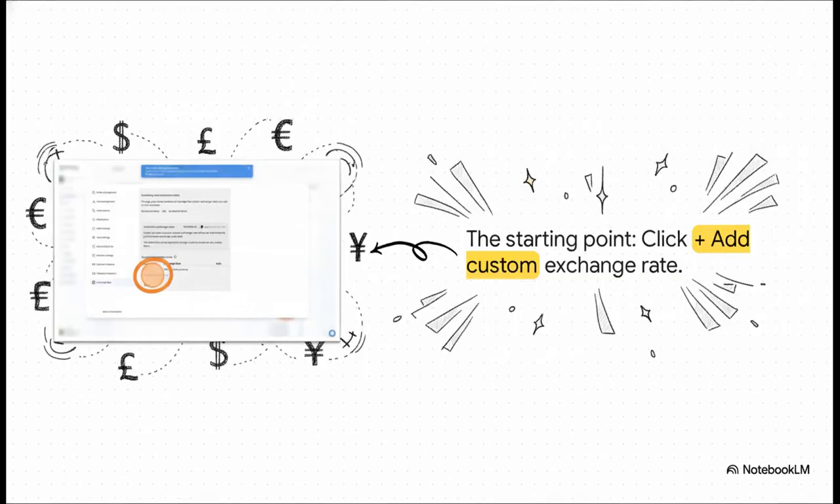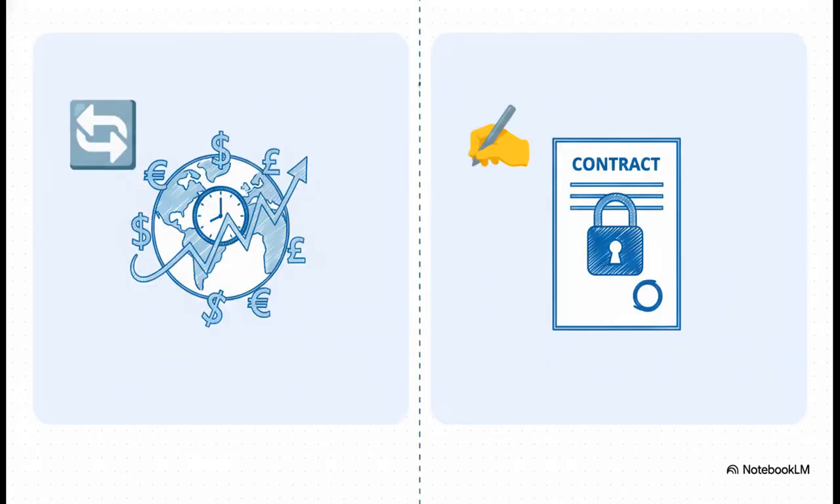All right, once you're in the Exchange Rate menu, this is pretty much what you're going to see. To get the ball rolling, you just click that big button, plus add Custom Exchange Rate. This is where the magic really begins. Now, you've got a key decision to make, but don't worry, it's an easy one. Do you want an auto rate?